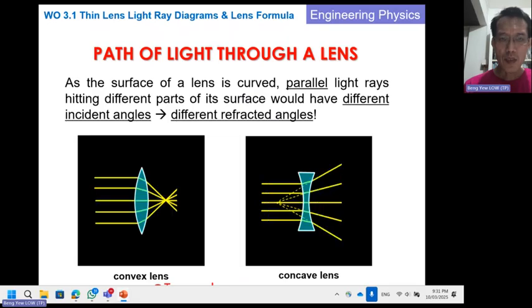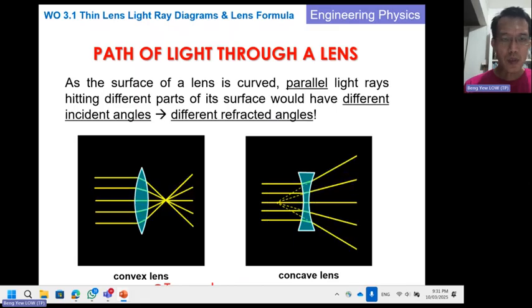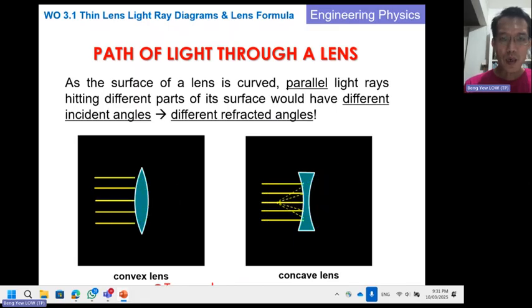A diverging lens is a lens that spreads out light rays that are initially parallel, making them appear as if it is coming from a single point on the same side of the lens as the light source. It is also called a concave lens because it is thinner in the middle and thicker at the edges.